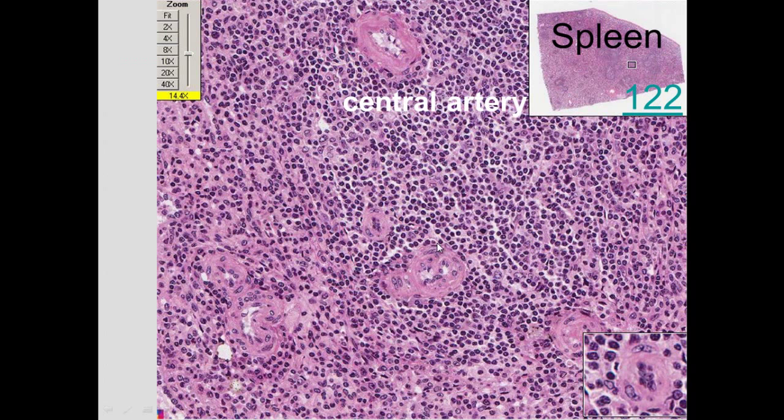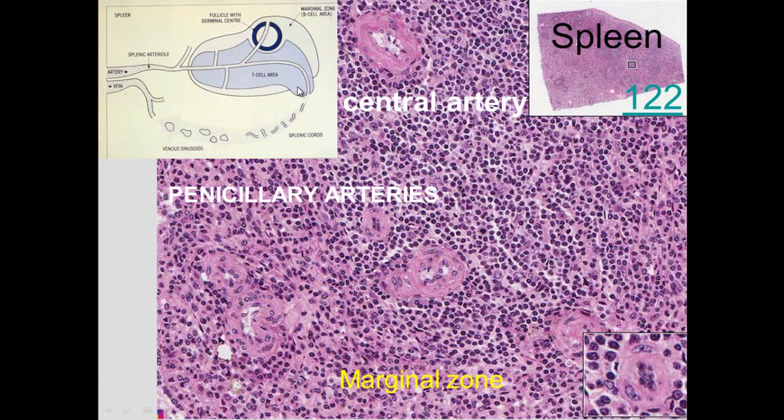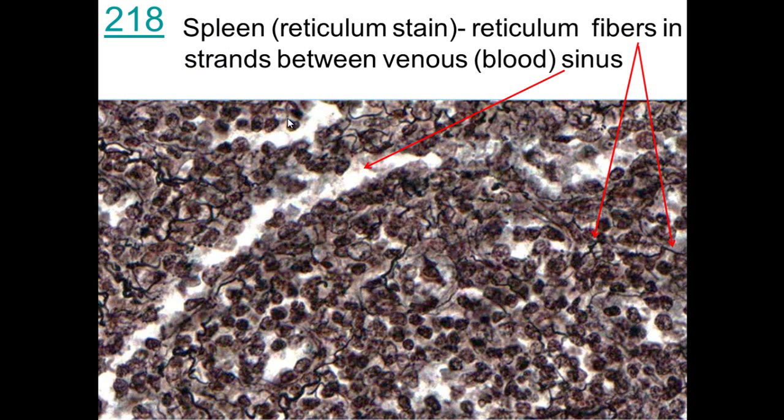And we can see those. Here's a penicillary artery here, that's in there, central artery, and this is in the marginal zone. So this is a central artery, periarterial sheath, and a marginal zone where you have the penicillary arteries. And so the penicillary arteries empty into the Billroth strands without a capillary.